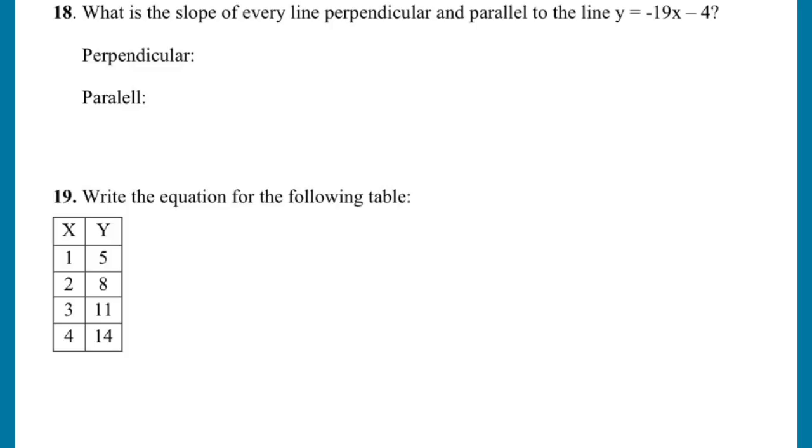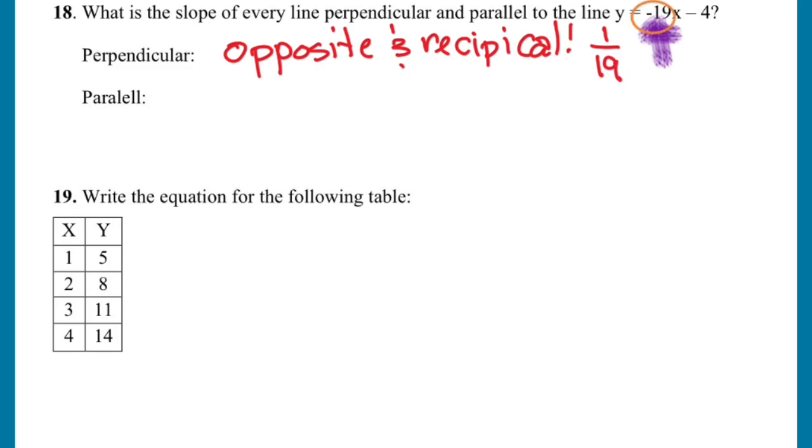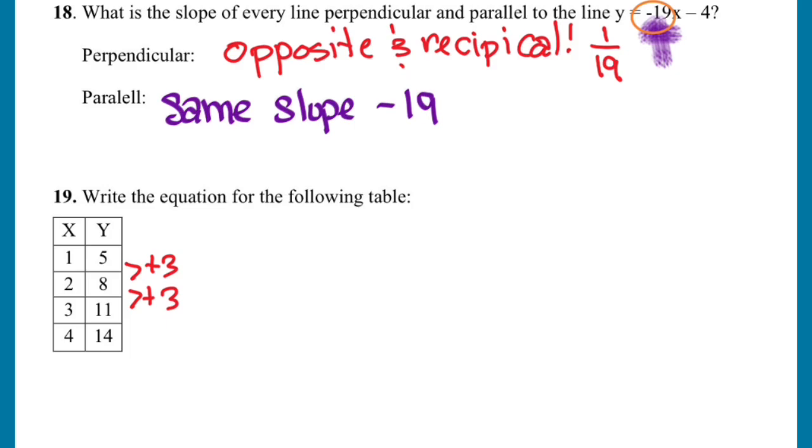All right, number 18. What is the slope of the line that could be perpendicular and parallel to this line? And it says y equals negative 19x minus 4. And it's all about the slope, you guys, all about the slope. So a perpendicular slope would be opposite and reciprocal. So we would turn the fraction upside down and we would make it become positive. Parallel lines have the same slope, so it would just be negative 19.